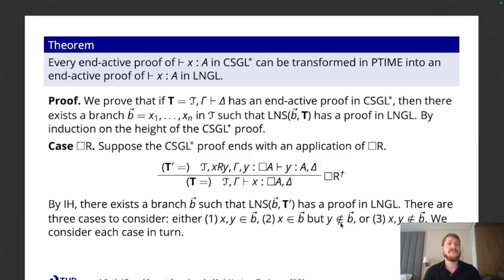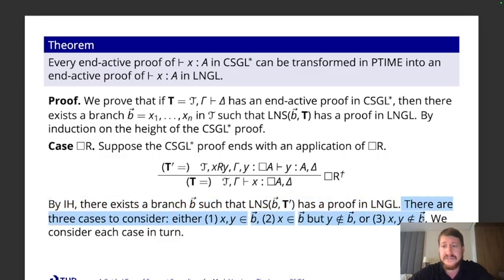All right, let's look at the box R case now. This one is also quite interesting. So I'm going to suppose that my tree sequent proof ends with an application of box right. T prime is the premise, T is the conclusion. And by the induction hypothesis, I know there exists a branch B, such that if I plug B and T prime into the LNS function, I have a proof in the line sequent calculus.